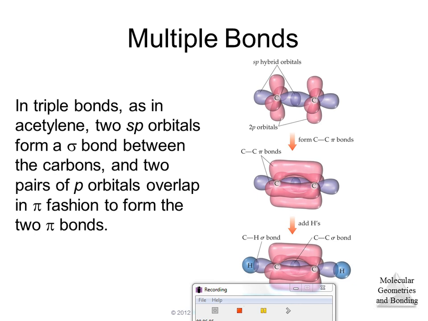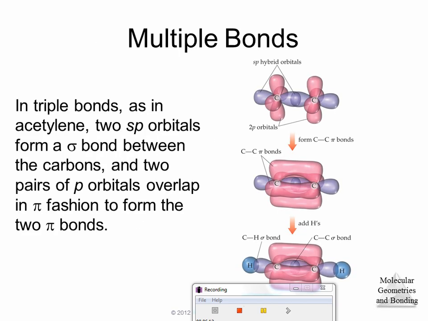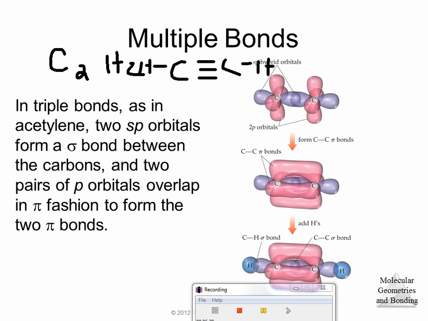This structure here is C2H2. The Lewis structure looks like this. Carbon triple bonded and single bonded hydrogens. So to explain how this overlap works, there's a sigma overlap between the carbons, and then we have these p clouds, or the pi clouds over the top.